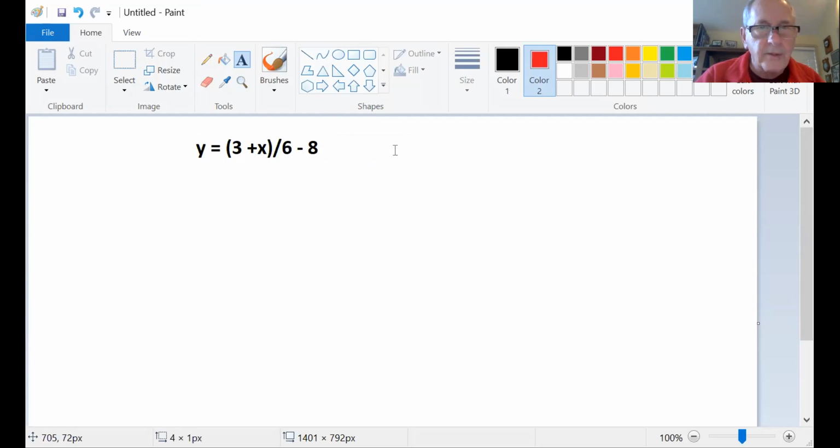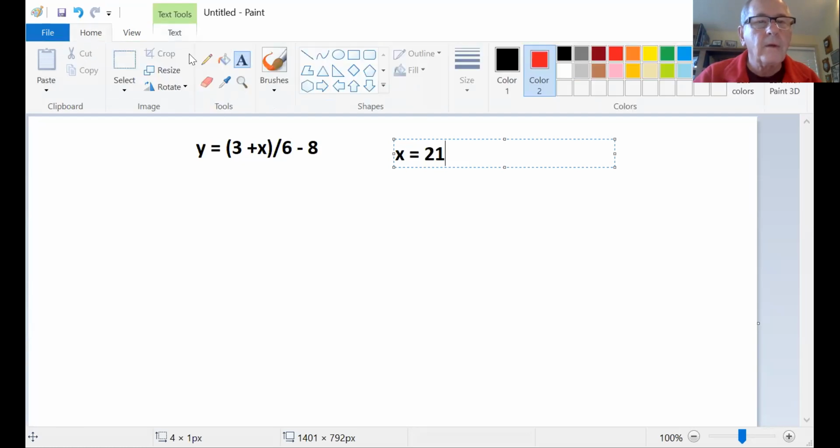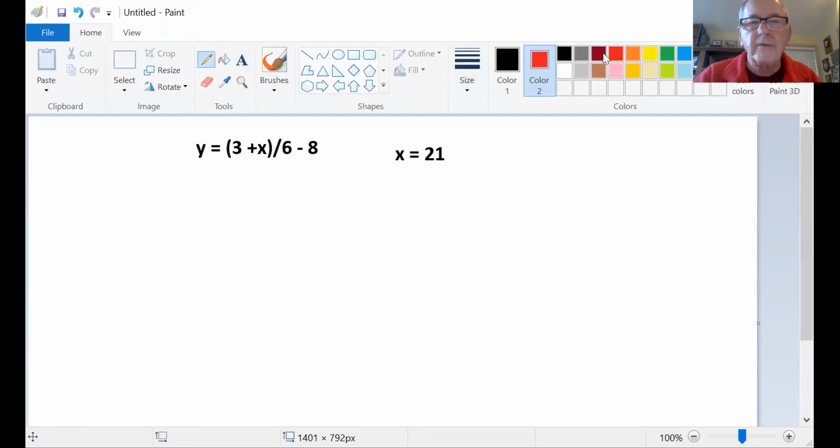Well, but the other part of this, of course, is we said x is equal to 21, right? So the first thing you want to do is substitute that 21 in there for x, okay? So that's the very first thing. You can take this 21 and we're going to put it right in there, right? That's the first thing you do.